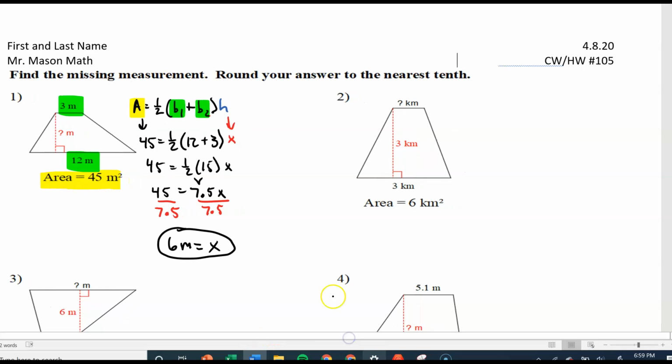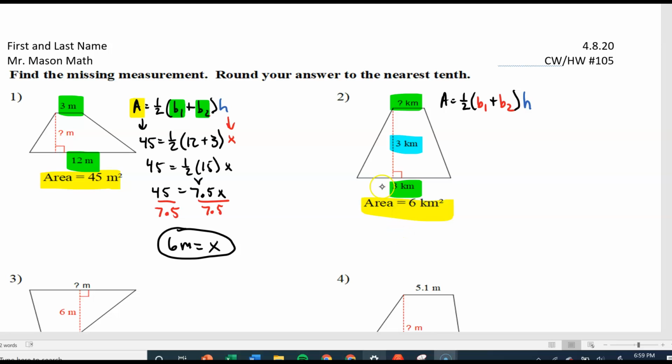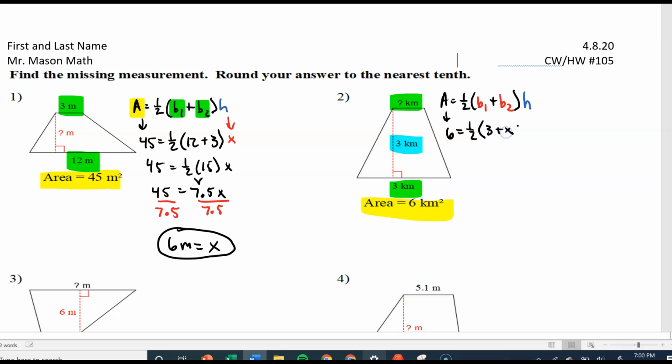All right, let's put 2 right next to number 1, not below it, but right next to it. And let's do 2 together. So number 2, again, you see that I give you the area, so go ahead and plug that right in. That's 6 is equal to 1/2, and I gave you a base, but I gave you a question mark for the other base. So 3 plus x, and then times your height of 3. The dotted line always represents the height.